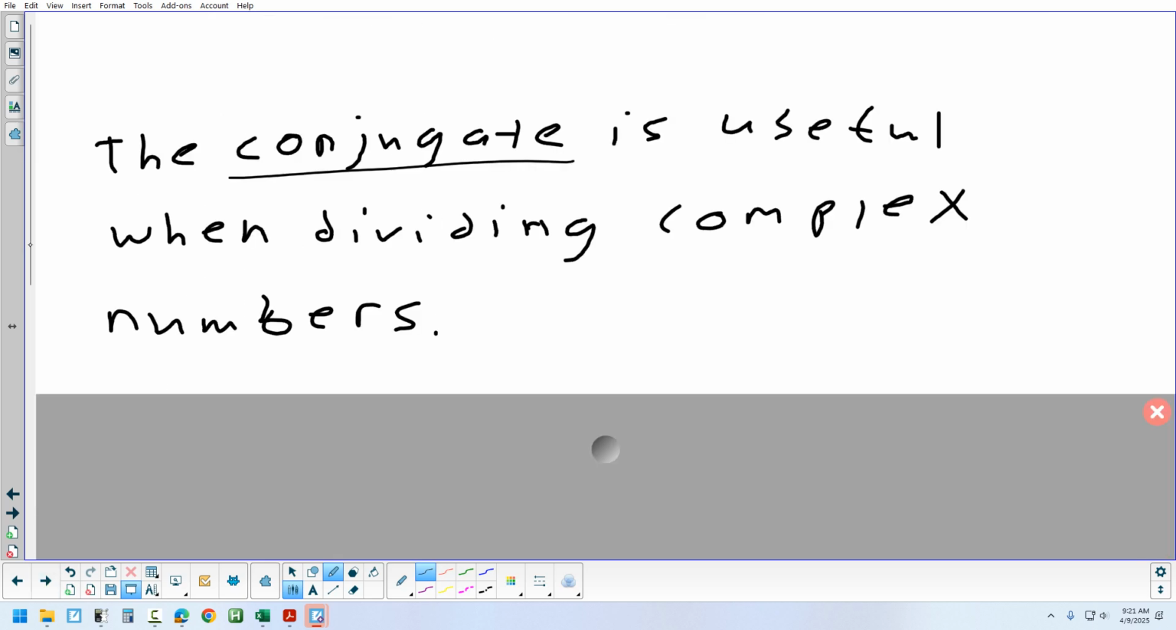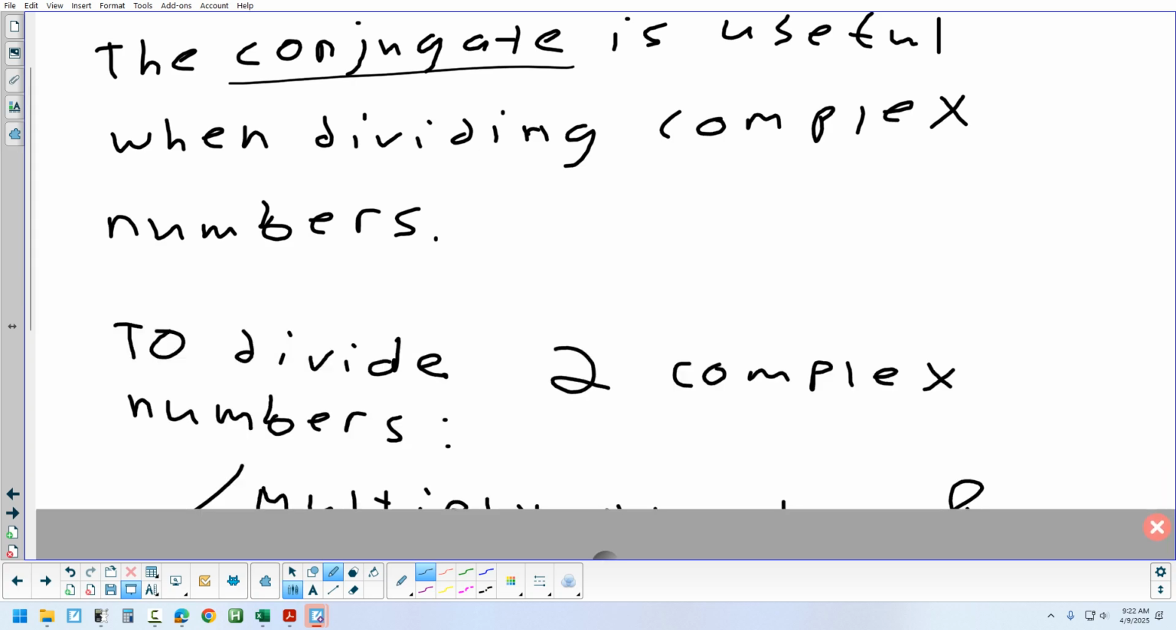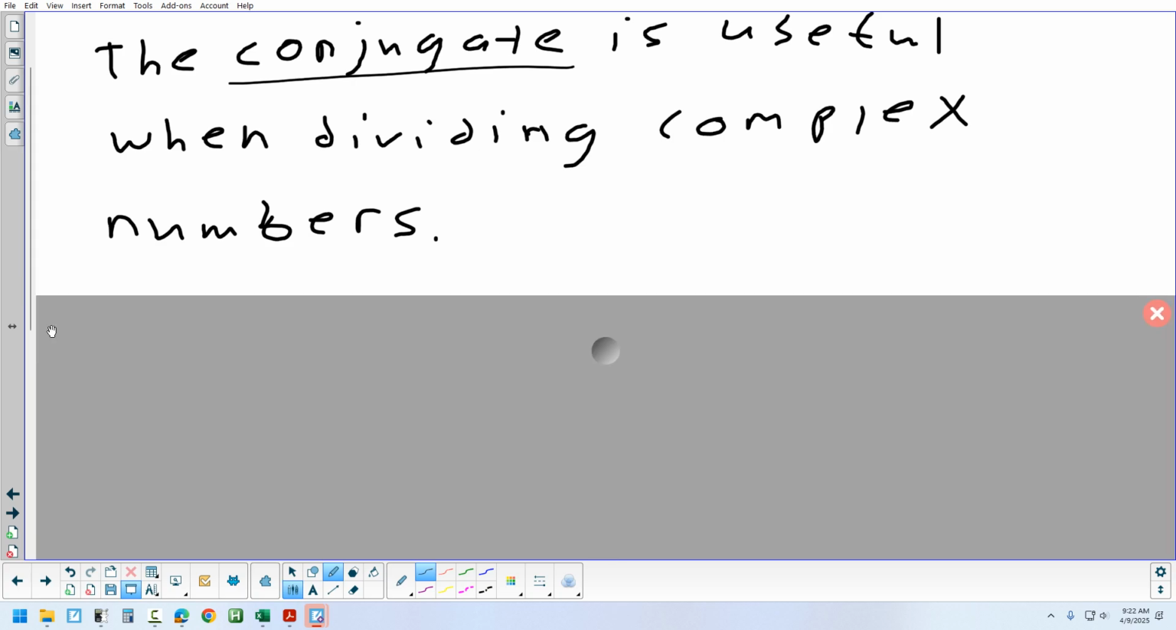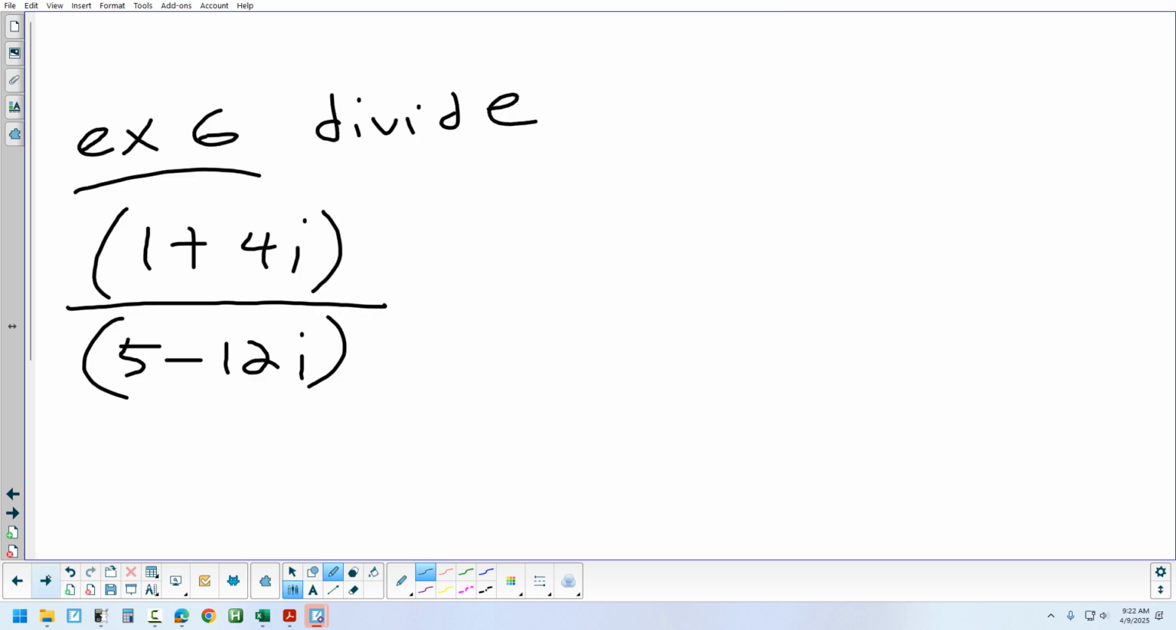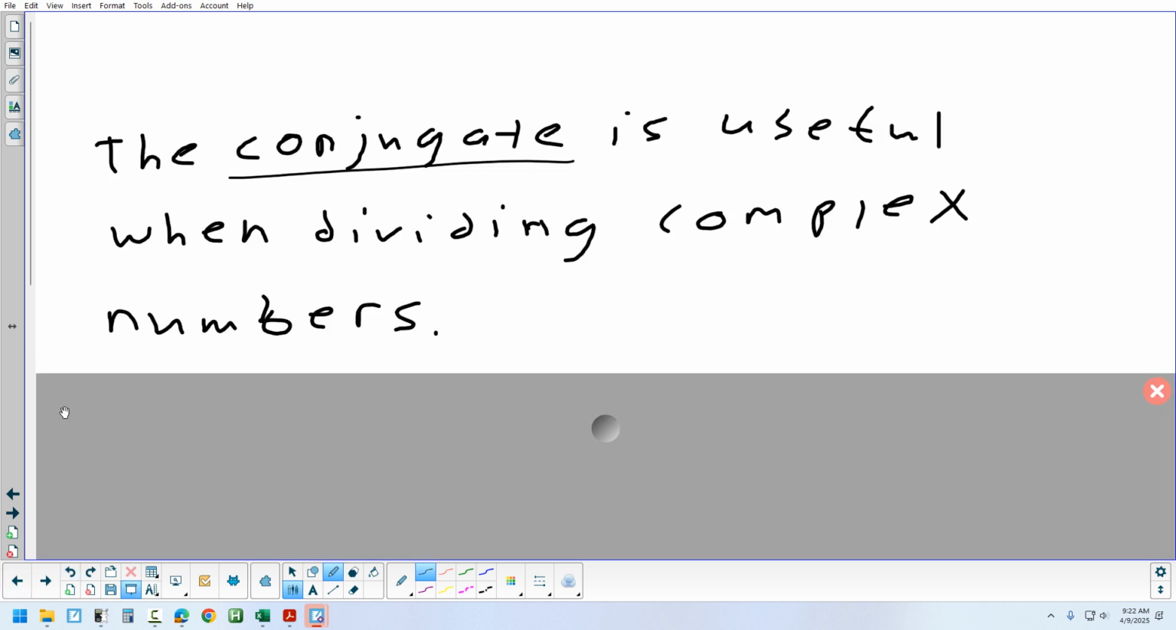So what do we use the conjugate for? We use it when we do division. The big problem that we run into with division is you are not allowed to leave an i in the bottom, just like we don't leave square roots in the bottom. So we have to fix that. The way that we're going to get rid of the i in the bottom is with the conjugate. That's going to get rid of it for us.